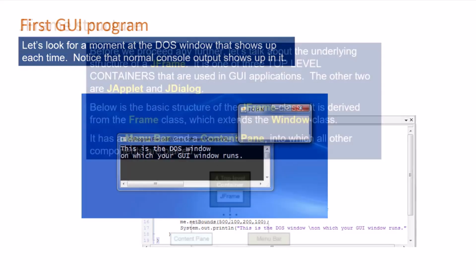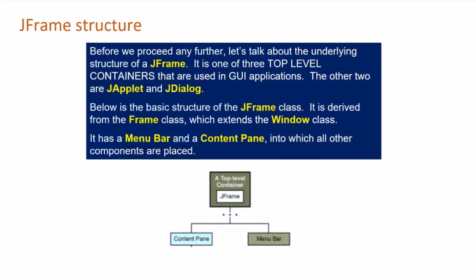Before we proceed any further, let's talk about the underlying structure of a JFrame. It is one of three top-level containers that are used in GUI applications. The other two are JApplet and JDialog. Below is the basic structure of the JFrame class. It is derived from the Frame class, which extends the Window class. It has a menu bar and a content pane into which all other components are placed.